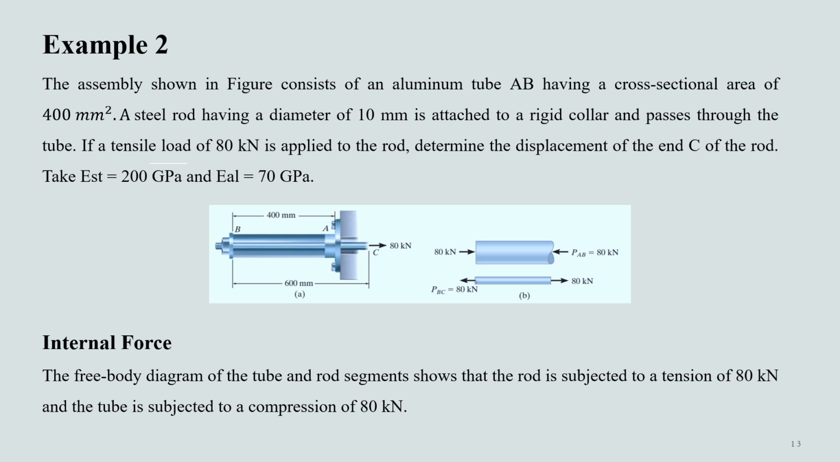Again, first we'll use the method of sections, and if we take free body diagrams of the tube and the rod, we'll come to know that if we apply 80 kilonewton force at the end of the rod, it will result in an 80 kilonewton force at the other end of the tube. The rod is subjected to a tension of 80 kilonewton and the tube is subjected to a compression of 80 kilonewton. Based on this free body diagram, we'll now determine the displacement of the end C of the rod in the next slide.